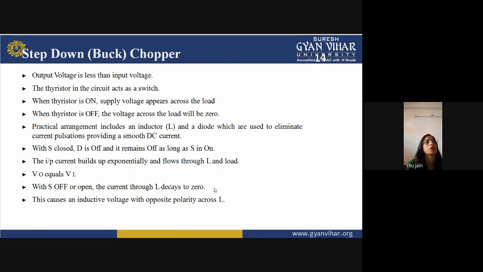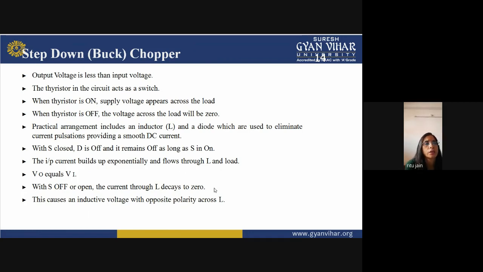Now let's come to the step down chopper. As you know, in the transformer we have already done what a step down transformer is. In a step down transformer, the output voltage is less than your input voltage. That was your AC voltage. Like this, the output voltage is less than input voltage in your step down chopper. This is also called your buck chopper.